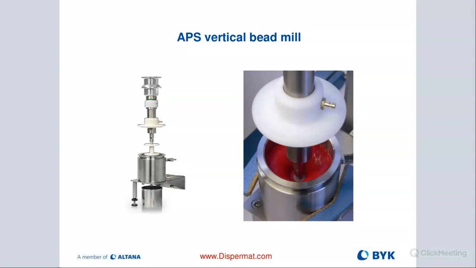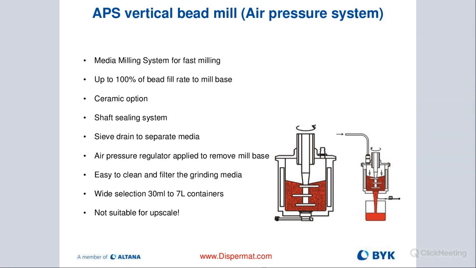When we are ready to remove our mill base, we have a drain plug on the bottom of our container, and then we remove the drain plug. We hook up an air hose into that socket in the cover. There's a socket, and then we actually purge our mill base out of the container with air. And that's a very easy and efficient way of milling and also removing the product from the container.